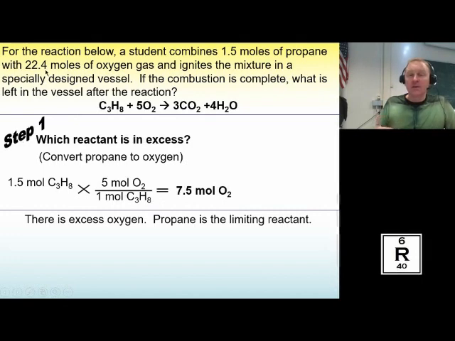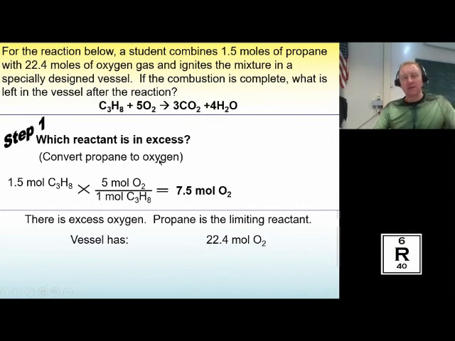The propane will be used up before the oxygen will. So the amount of carbon dioxide and water that's produced is based upon the amount of propane, not the amount of oxygen. So that means that there is excess oxygen and propane is the limiting reactant. That's what we figured out right here.